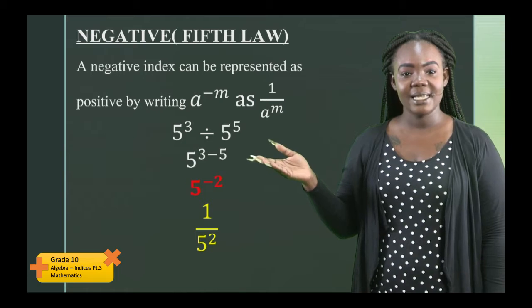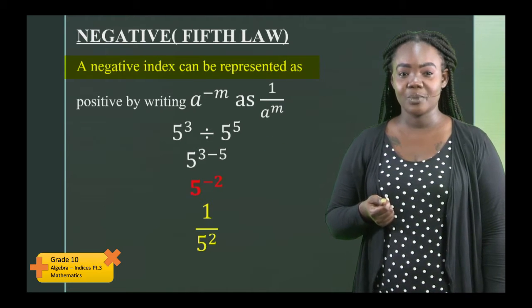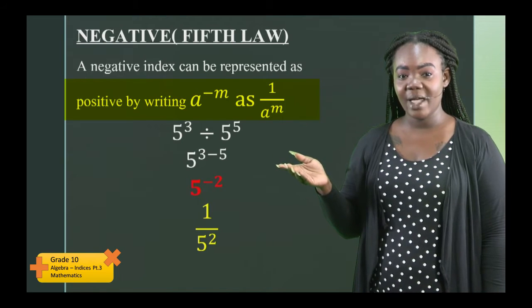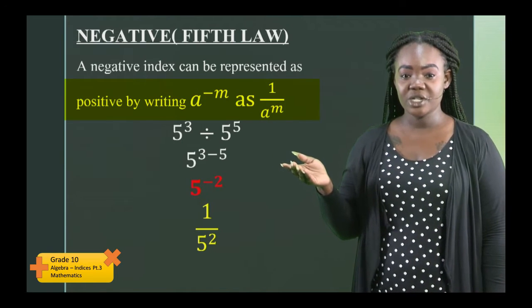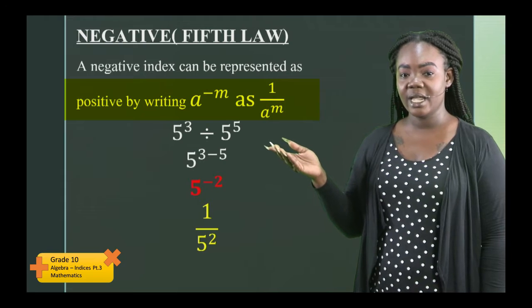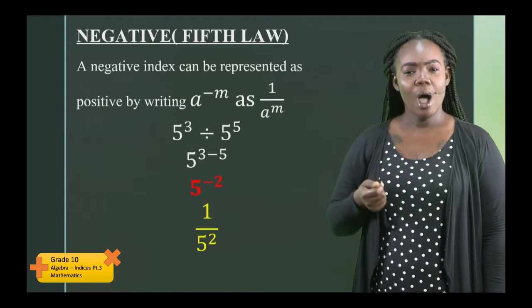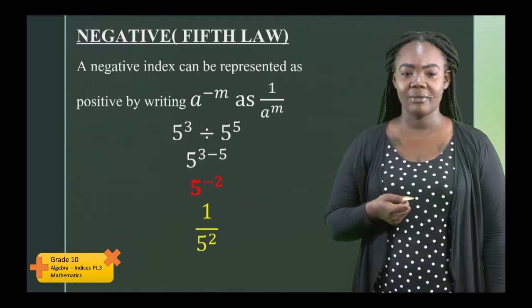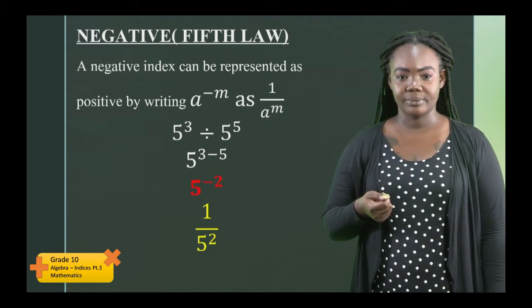Here it is. It says a negative index can be expressed as positive by writing a raised to the negative m power as a fraction, which gives us 1 over a to the m. Now, how is that possible? I'm pretty sure that is the question you're asking yourself. Let's look at the example.